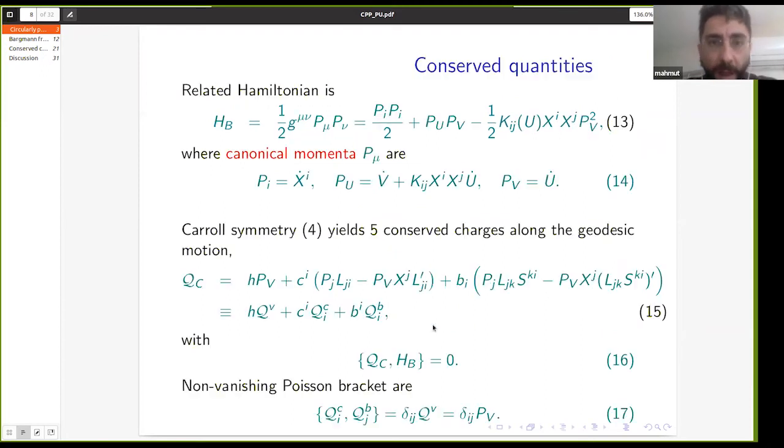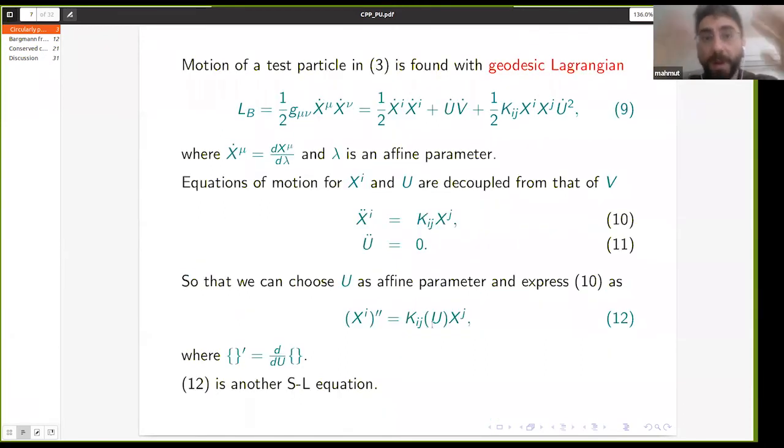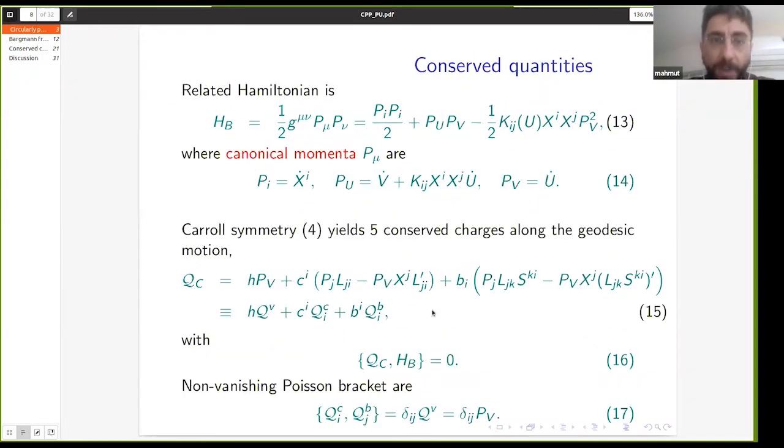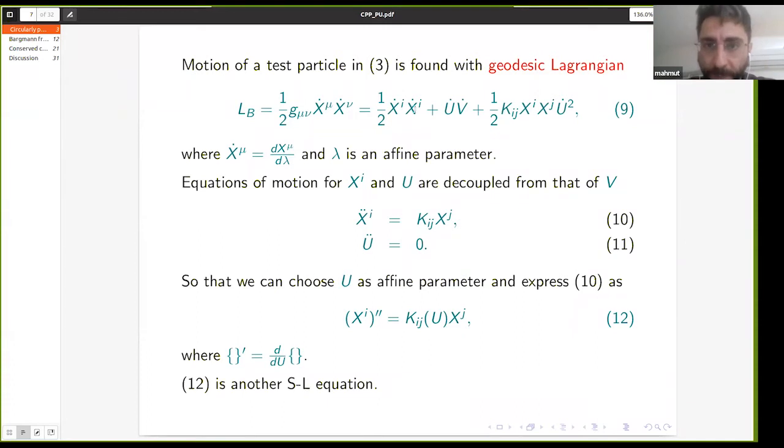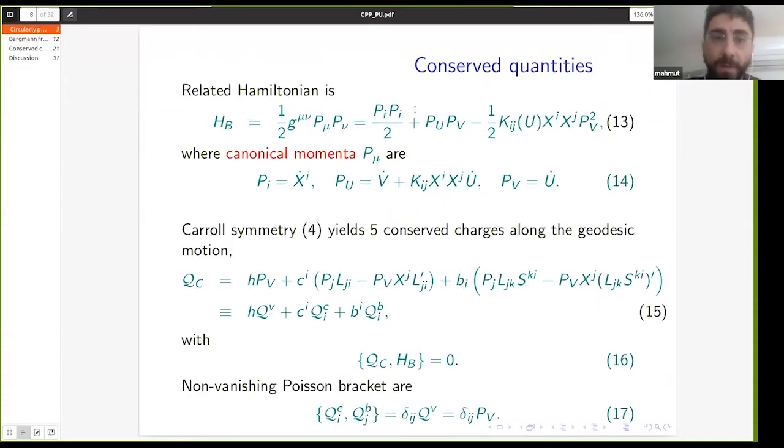Now, let's come to the conserved quantities for these geodesics. As I told you, it is a second order Lagrangian. It is not reparameterization invariant. Therefore, you can easily construct the Hamiltonian by a Legendre transformation. So this is your Hamiltonian, which describes your phase space.